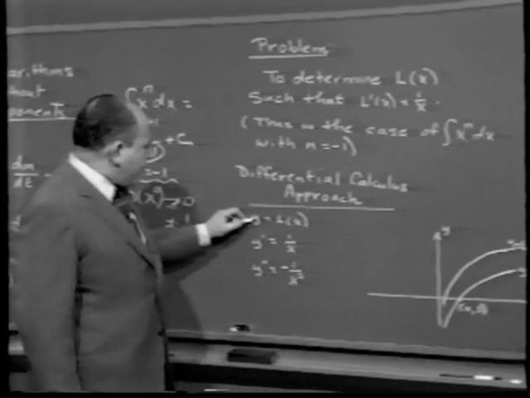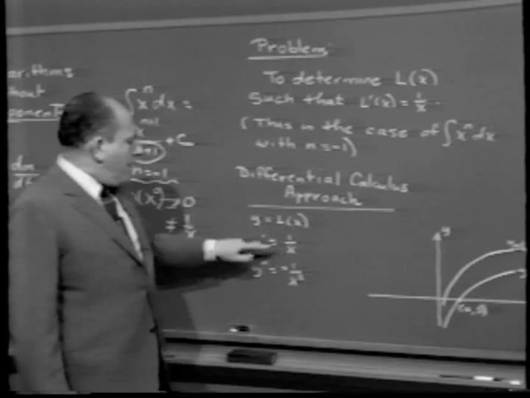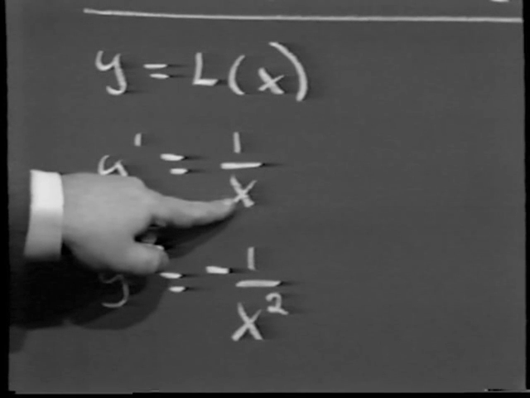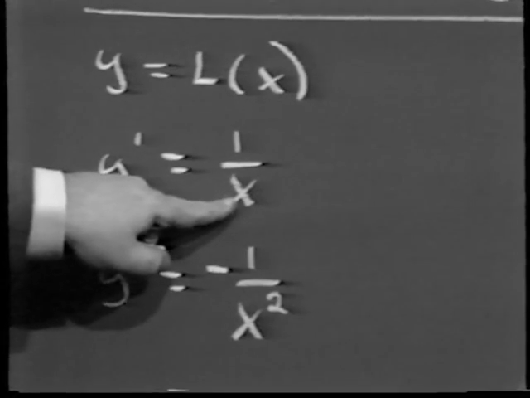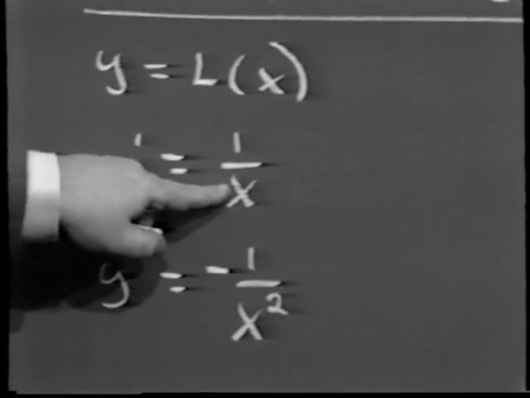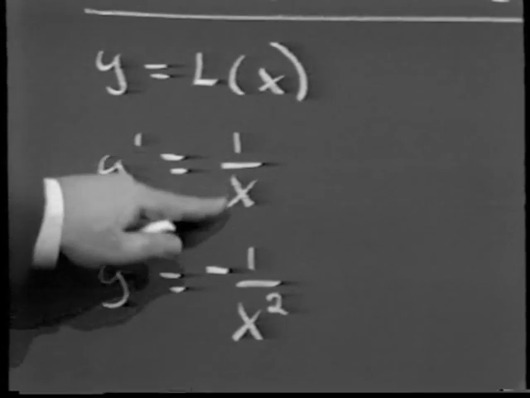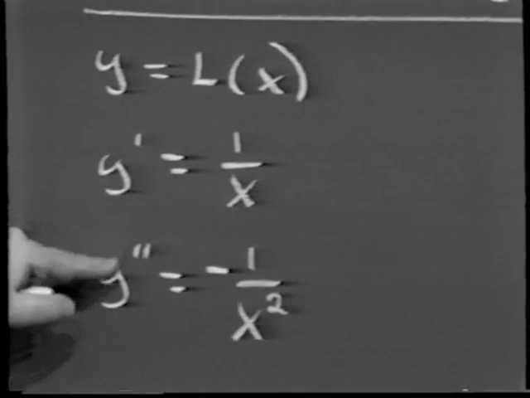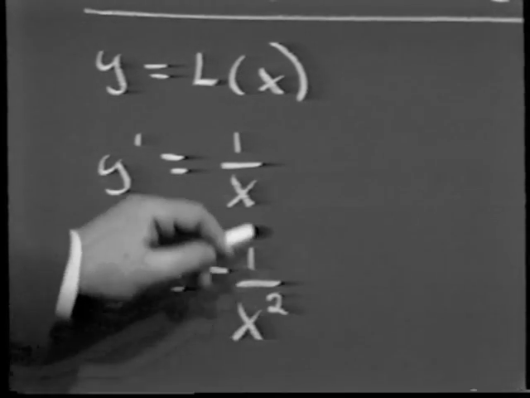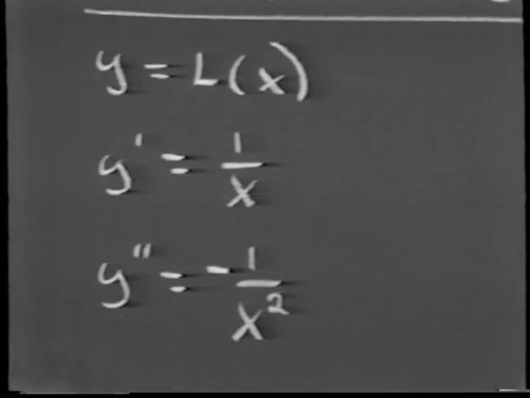By differential calculus, assuming that y equals L of x, what do we know about the function y? By definition, we've defined it to be that function whose derivative is 1 over x. So we know its derivative is 1 over x. The next point is that knowing that y prime is 1 over x, and even though we can't integrate 1 over x, we can certainly differentiate 1 over x. The derivative of 1 over x is minus 1 over x squared, and we find that y double prime is minus 1 over x squared. By the way, we should observe that we must shy away from x equaling 0 because we would have a 0 denominator in that case.